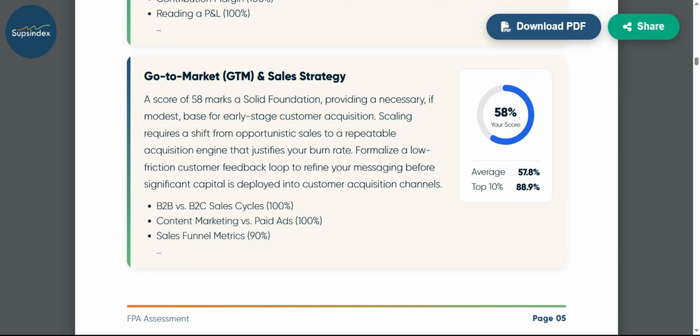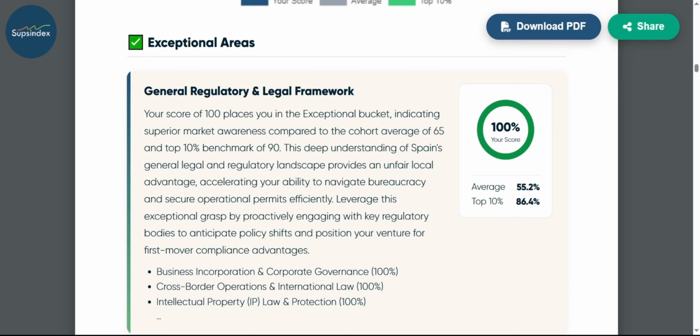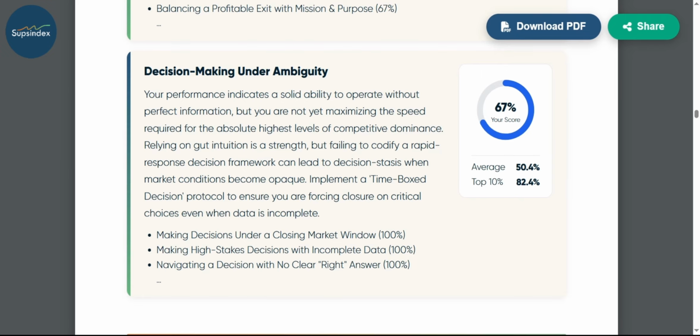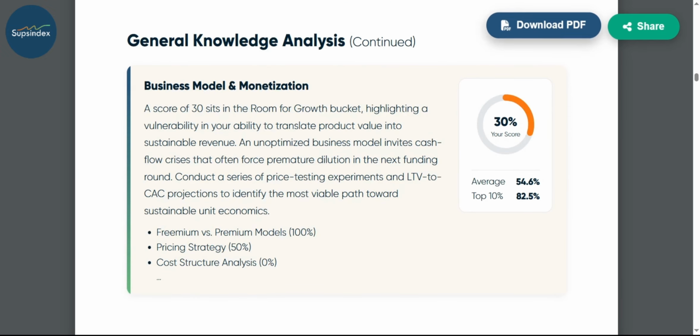Each result is then translated into what it may mean for the business. A strong go-to-market knowledge can support faster customer acquisition. Weak monetization knowledge can create cash flow risk. A strong regulatory awareness may become a local competitive advantage, while difficulty making decisions under ambiguity can reduce execution speed. The report therefore explains both the opportunity behind the strength and the risk behind the weakness.